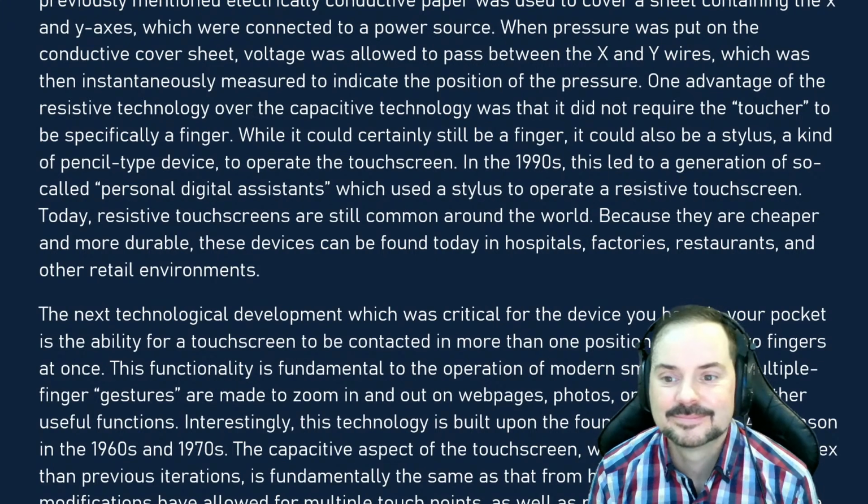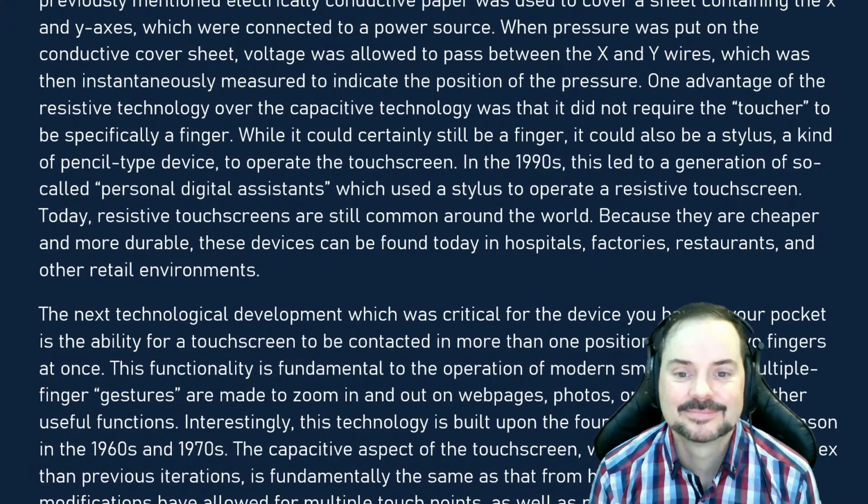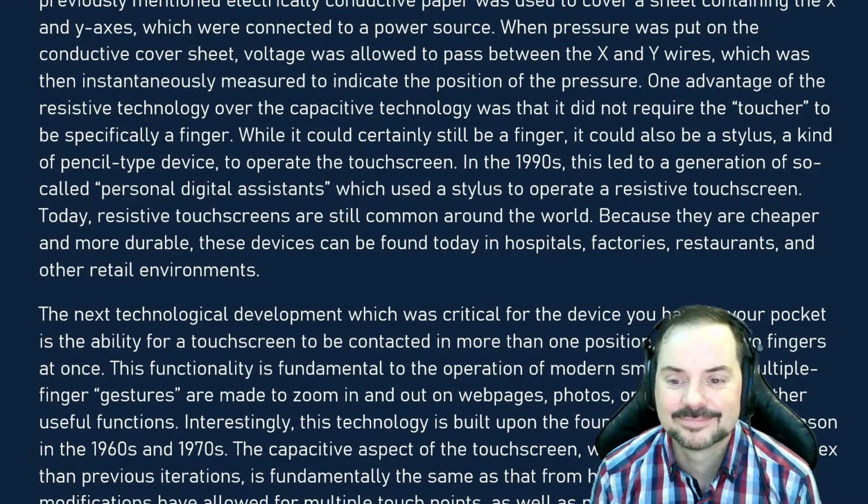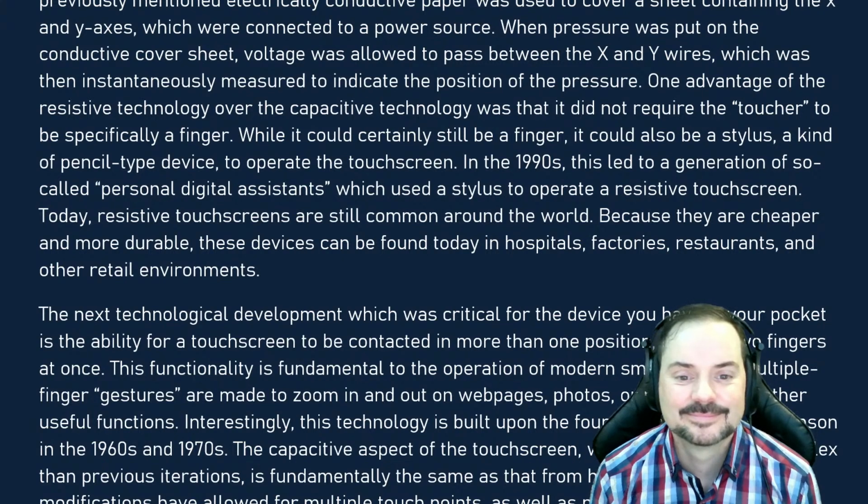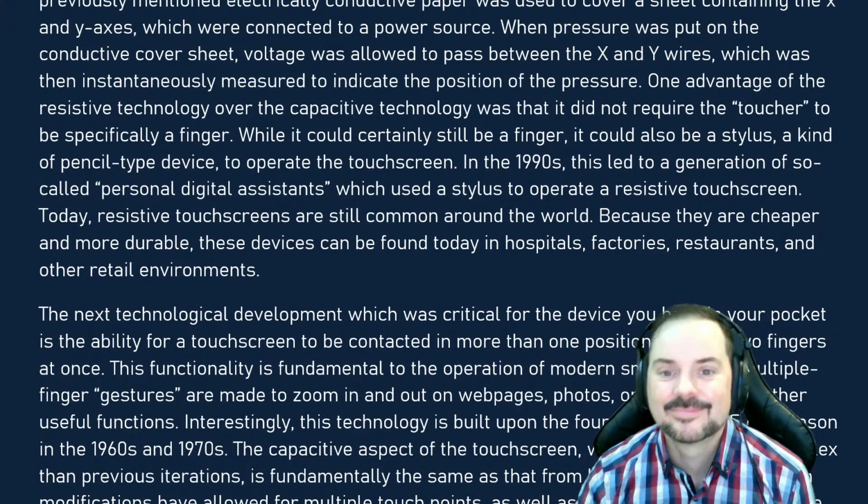In the 1990s, this led to a generation of so called personal digital assistants, which use a stylus to operate a resistive touchscreen. Today, resistive touchscreens are still common around the world because they are cheaper and more durable. These devices can be found today in hospitals, factories, restaurants, and other retail environments.